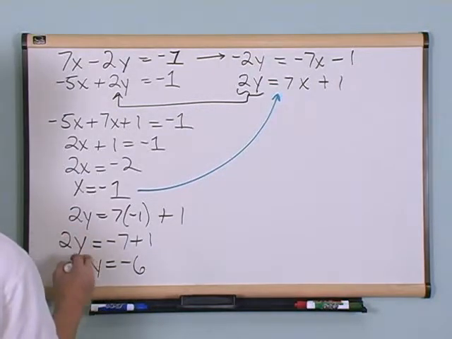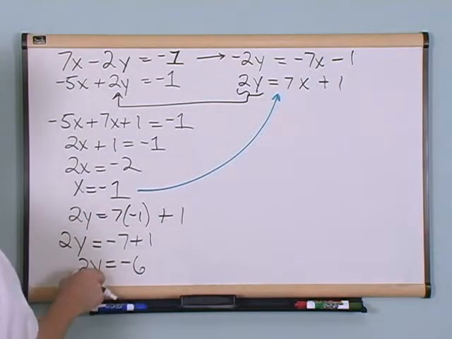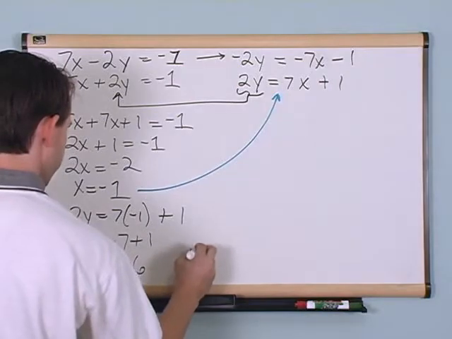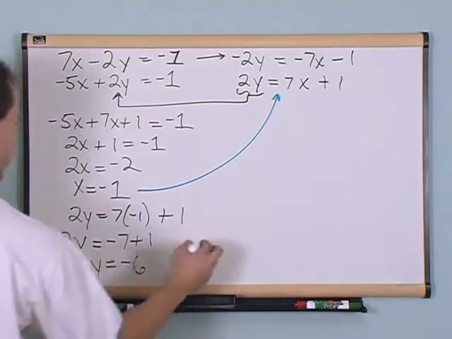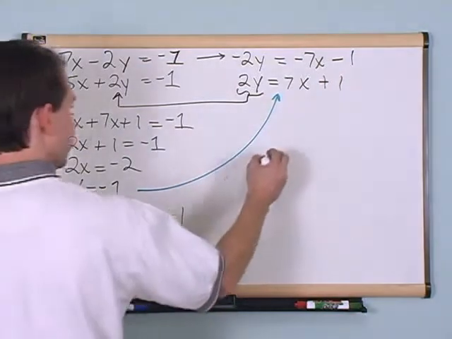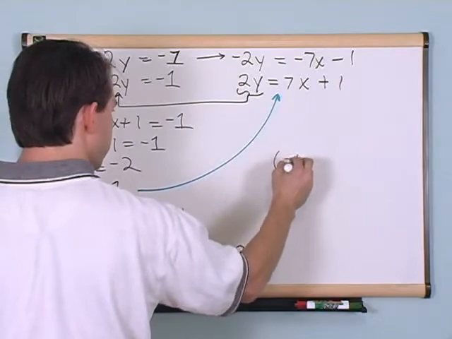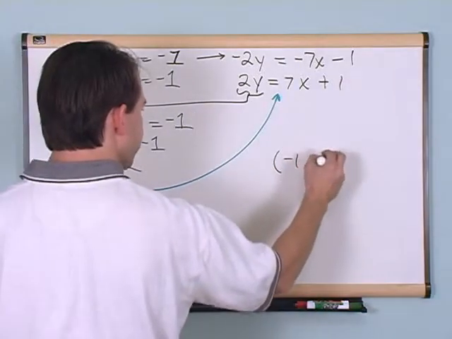But what I did is I forgot there was a 2y here. 2y is equal to negative 6 right here. So then y is equal to negative 6 divided by 2, which is negative 3. So the answer to this system of equations is x is equal to negative 1, y is equal to negative 3.